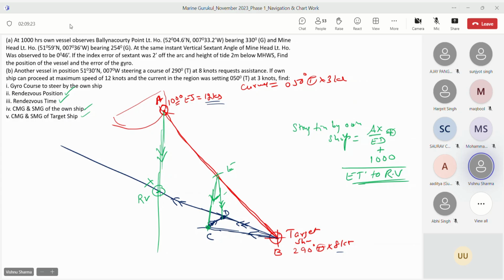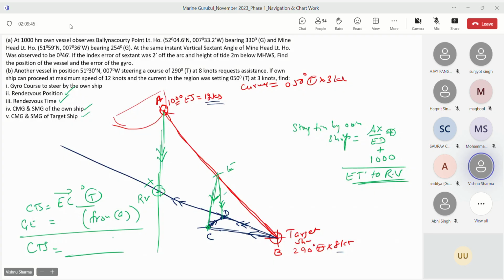Gyro course to steer by the own ship. CTS is EC, and this will be minus gyro error, giving degrees gyro. True. Correct? Gyro error is from part A, whatever you have obtained, right, beta? And this will give you CTS gyro. Is this question clear now from beginning to end, beta? Yes, sir. Sir, I have a question.